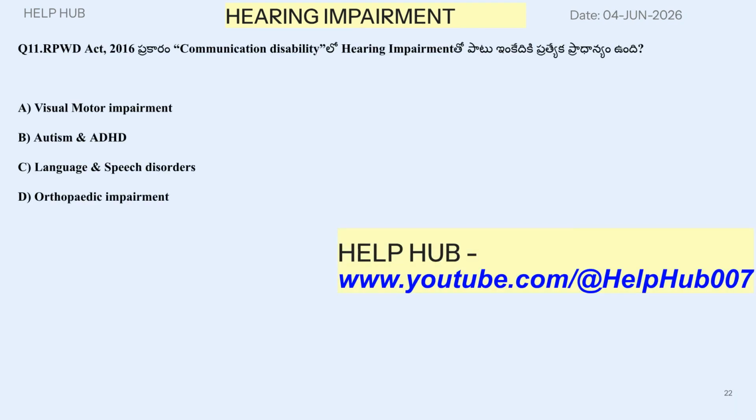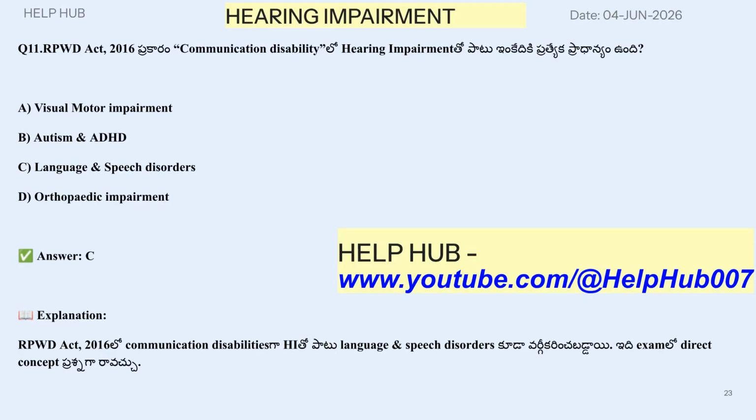Question 11 asks, according to the RPWD Act 2016, which other condition is given special importance along with hearing impairment under communication disability? The answer is C, language and speech disorders. The RPWD Act of 2016 classifies both hearing impairment and language and speech disorders under communication disabilities.